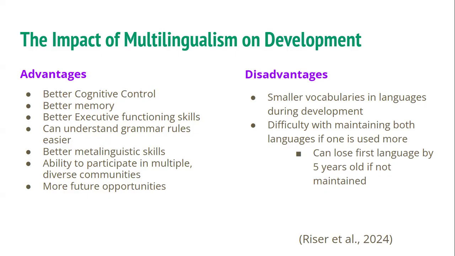Kids who are multilingual can understand grammar rules better because they need to know the grammar rules for each language, better metalinguistic skills, and they're able to participate and have more friends from diverse communities. And the disadvantages are that they have smaller vocabularies when they're developing their language skills. And it can be difficult to maintain one language if another one's being used more. So this is where you can risk losing your first language.